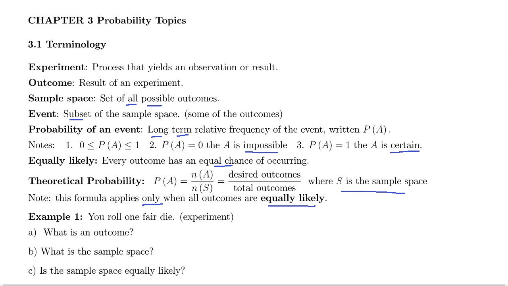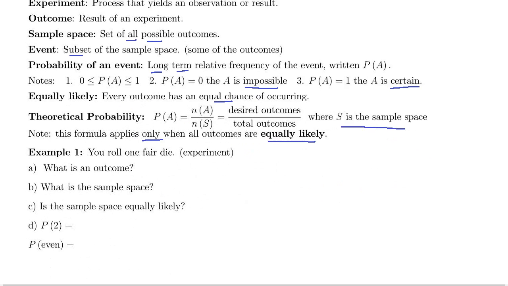So let's look at an example here and apply some of our terminology. So we roll one fair die. That's our experiment. What is an outcome? So an outcome is a result of rolling a die. So for example, we could roll a 6. That would be an outcome. What's the sample space? So sample space is the set of all possible outcomes. So you could get a 1, 2, 3, 4, 5, or 6. So our sample space is the set of those 6 outcomes.